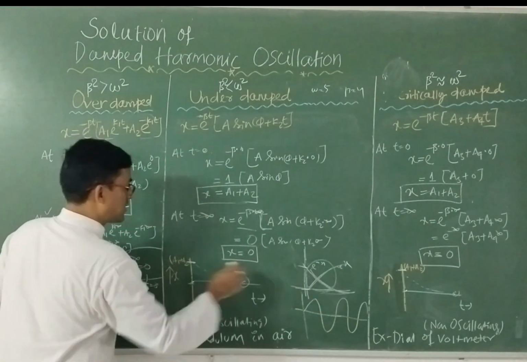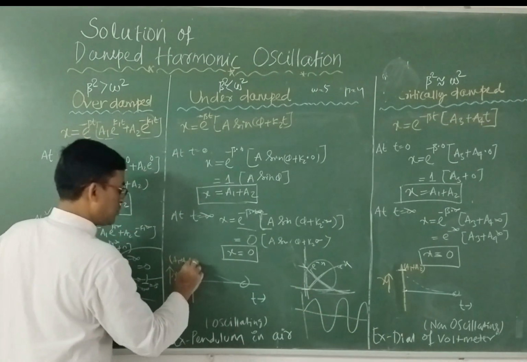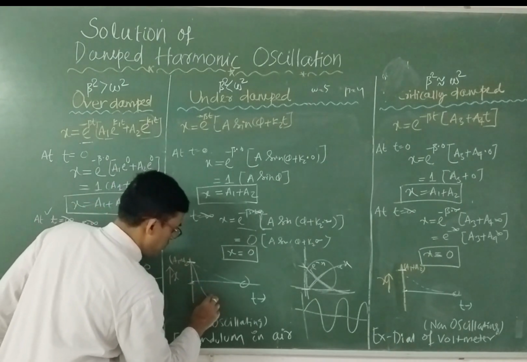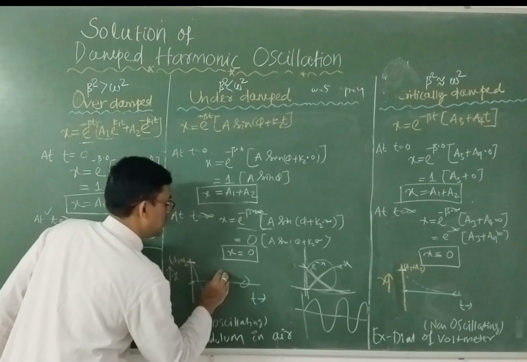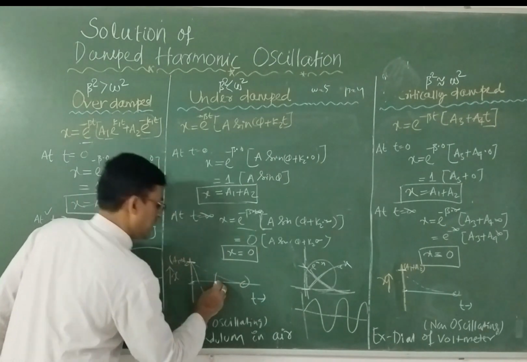That means, the sine curve. If this is the maximum amplitude, then it will come to 0. Then it will come to the negative extreme. Then it will come to the positive extreme.